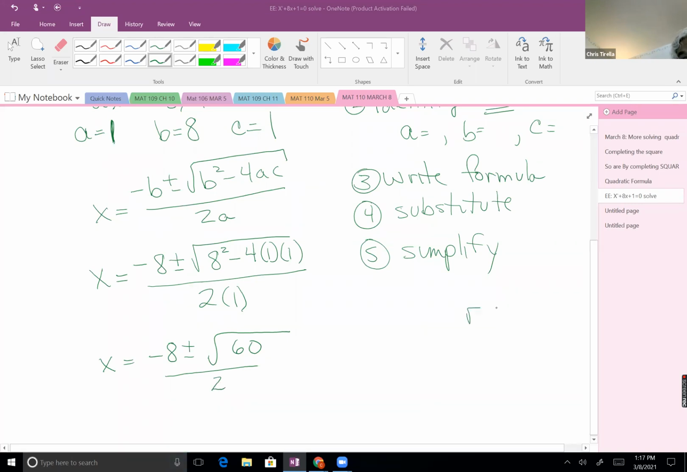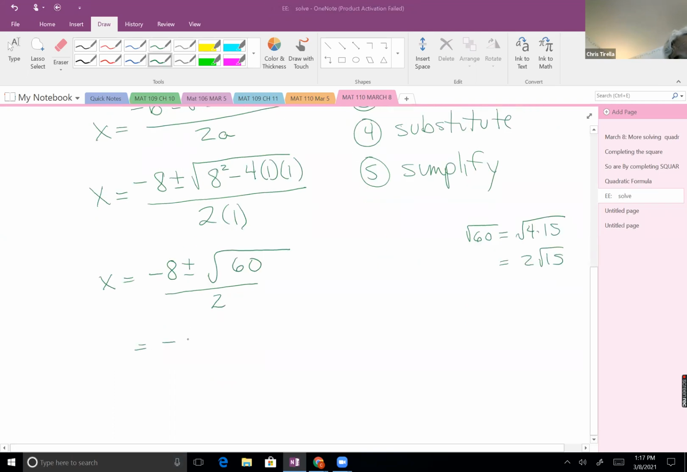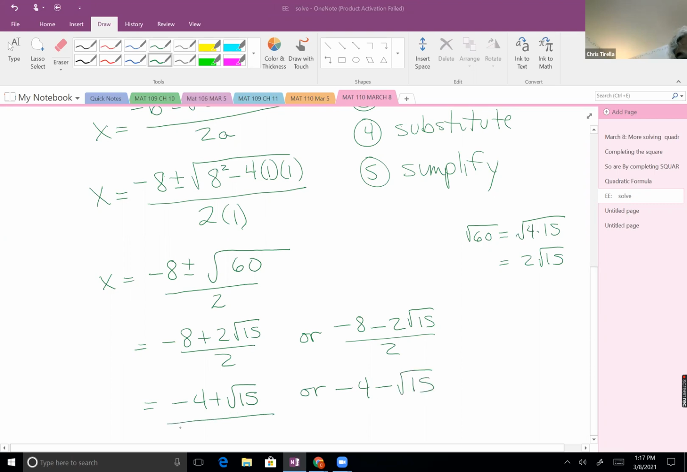Let's see, when I simplify the square root of 60, that's the square root of 4 times 15. So that gives me 2 radical 15. So that gives me negative 8 plus 2 radical 15 over 2, or negative 8 minus 2 radical 15 over 2, which gives me negative 4 plus the square root of 15, or negative 4 minus the square root of 15 as my two answers.